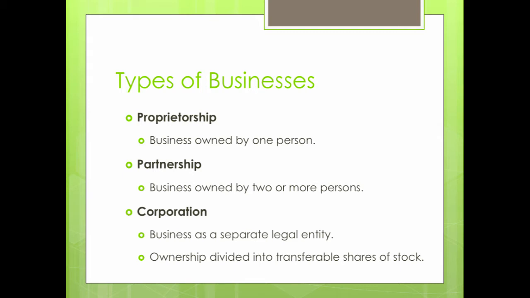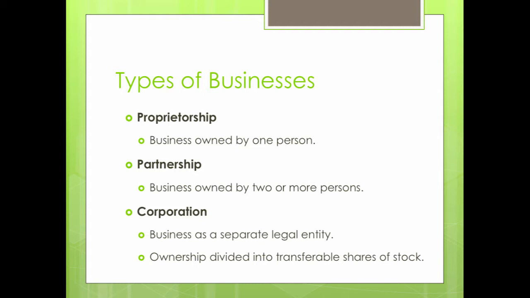So let's begin by identifying the different types of businesses that will be discussed in your book. We have proprietorship, which is a business owned by one person. This is mostly what happens in the small business world. We also have a partnership, which is a business owned by two or more persons. And then we have a corporation, which is a business as a separate legal entity, and the ownership is divided into transferable shares of stock.